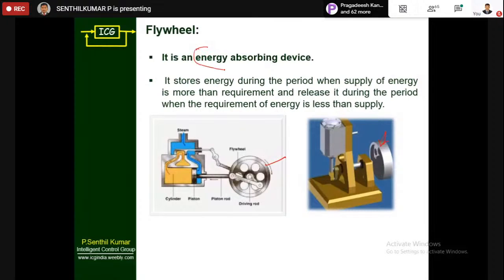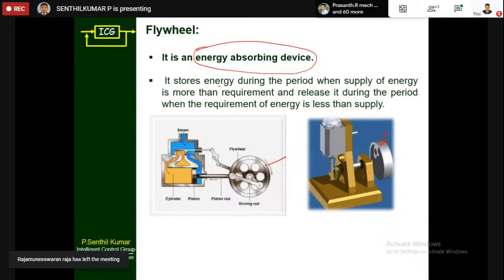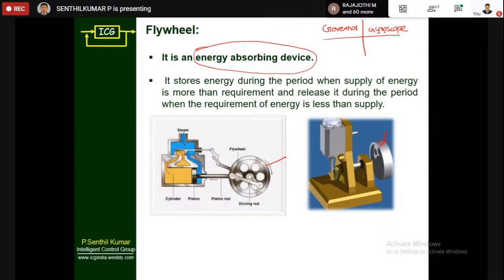It's an energy absorbing device. This is very, very important, because next I am going to discuss about governor. After that I am going to discuss about gyroscope. So ultimately you will get confusion: what is the purpose of each and every device? Can I use flywheel here, there, like that? You may get questions. Okay, so very simple.